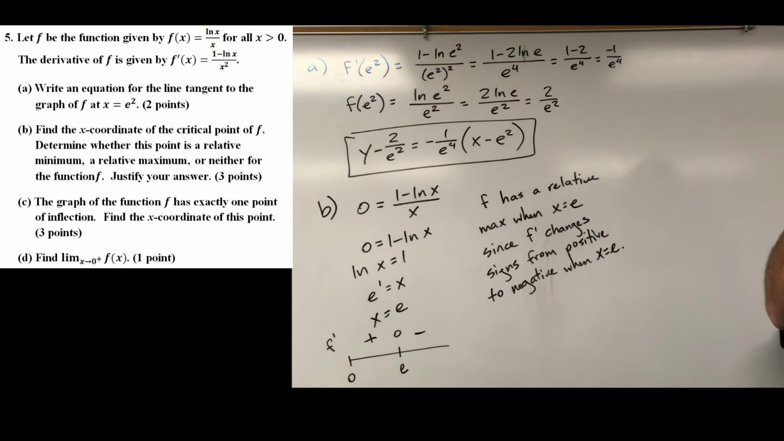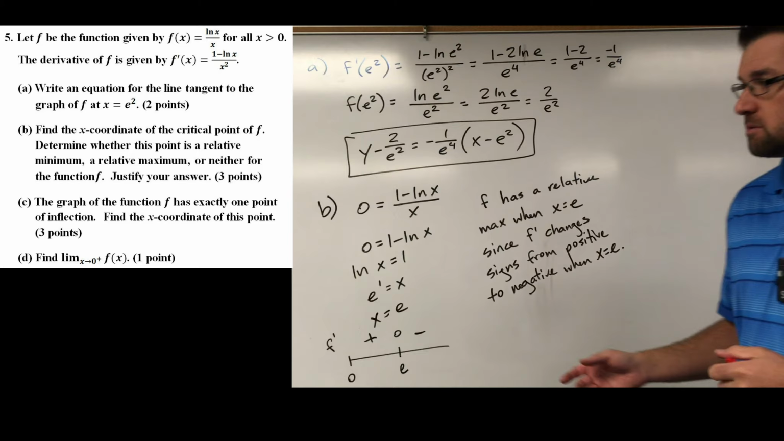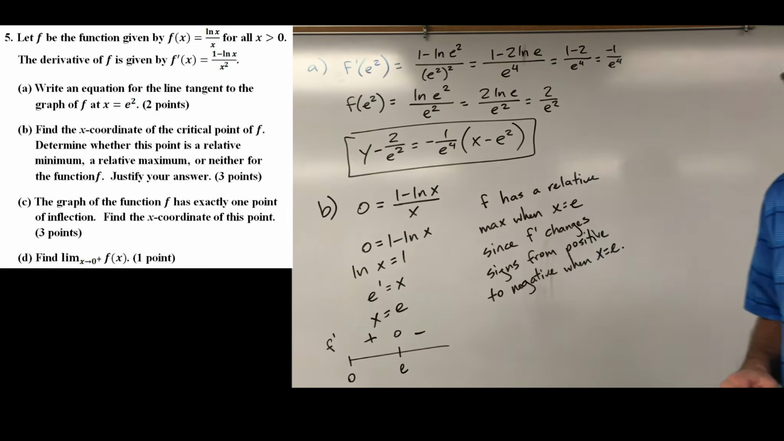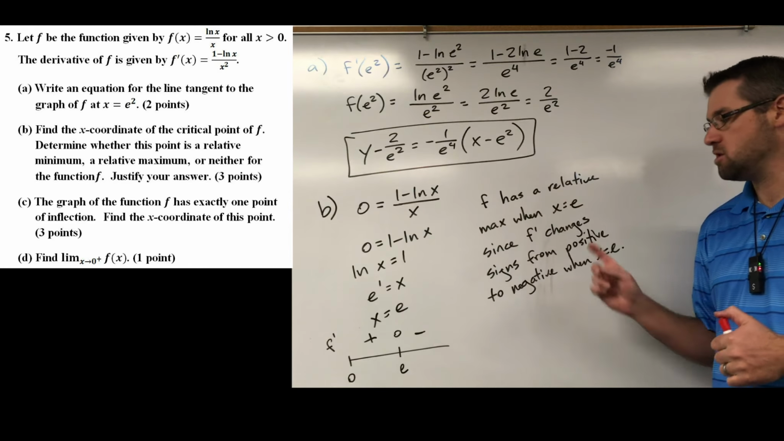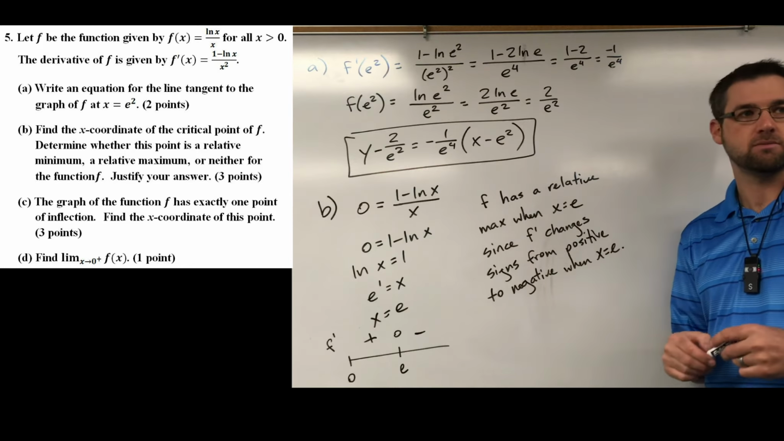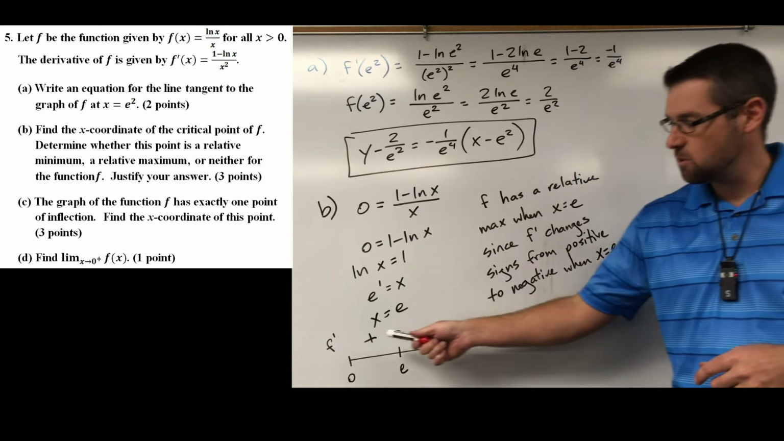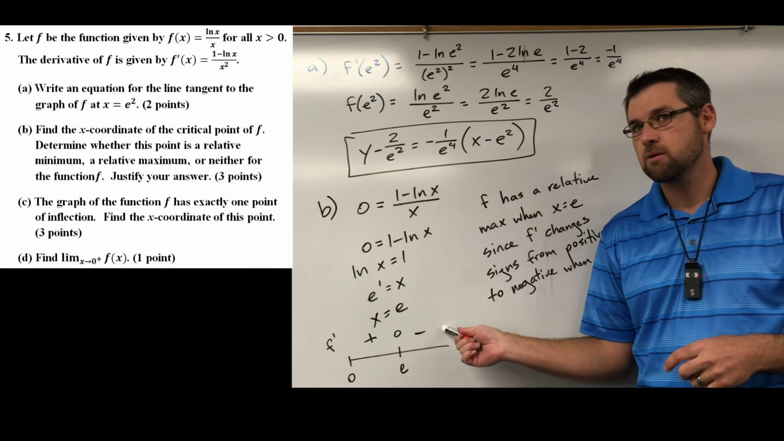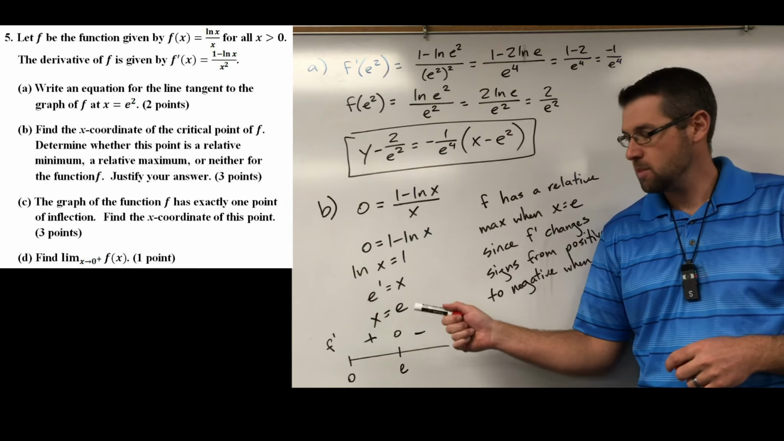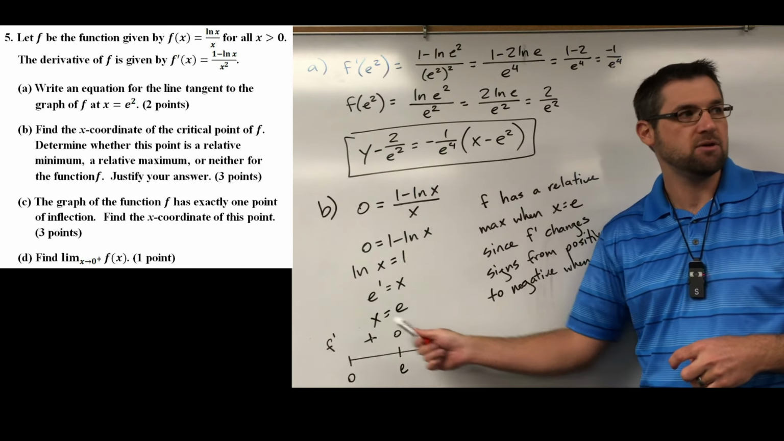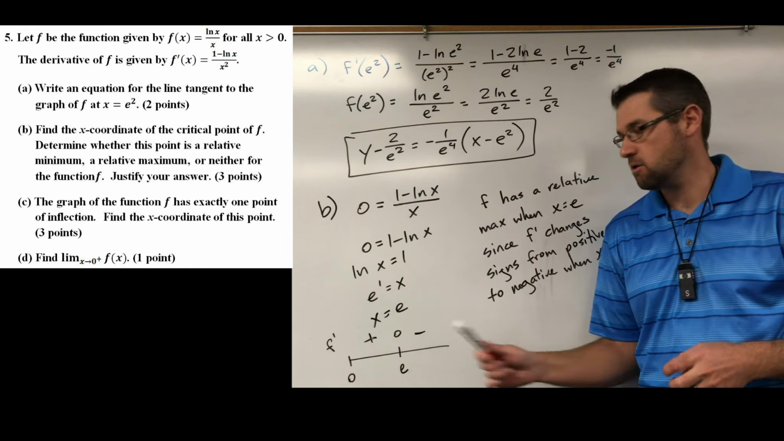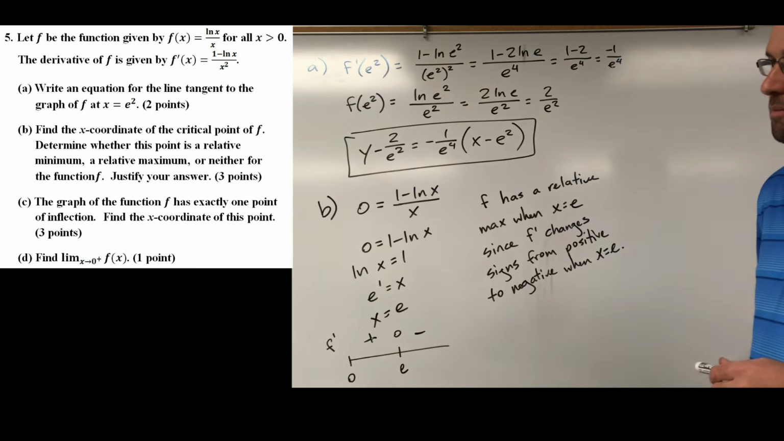Is that all it wanted? Yeah. So it says find the critical points. You get 1 point for the critical point. Determine whether it's a relative min, max, or neither. So you get 1 point for saying it's a relative max. And then you get 1 point for the correct justification. Okay. What happens if this was negative and positive? Relative minimum. What happens if it was negative and negative? Neither. If it was positive and positive? Neither. Okay? Are we good with that?